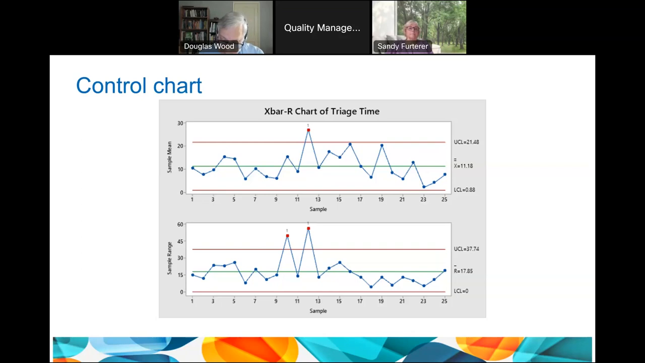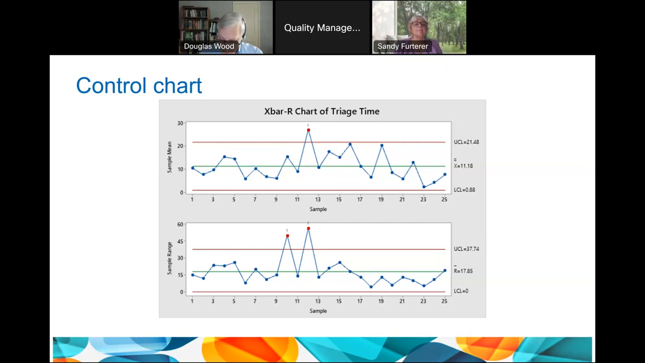Now, these unusual results could be due to something that affected the process, or they could be a change in the measurement system that was used to collect data on that day. Now, in the case study, the improvement team identified that a very high volume of patients on day 12 led to delays in the triage process.